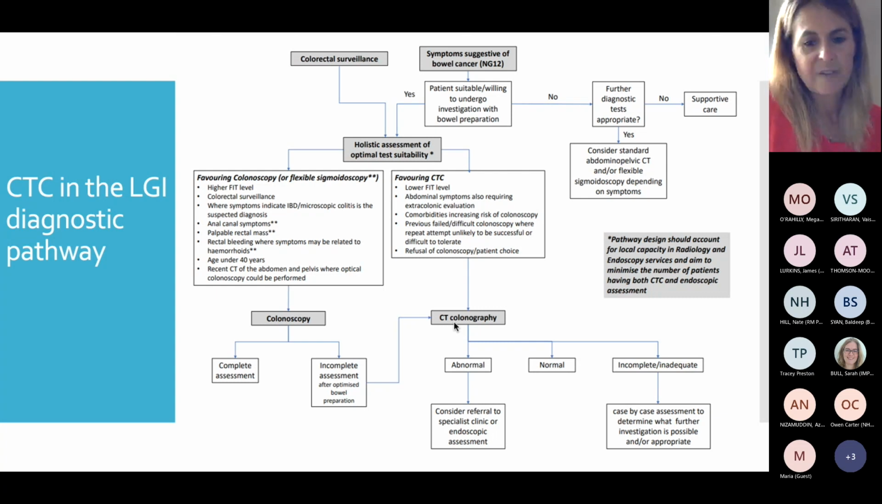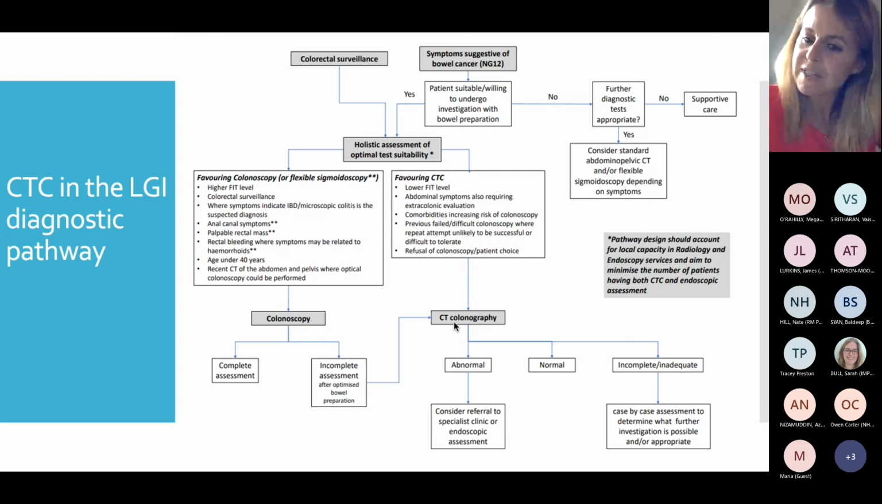So if a patient has a FIT test of 250, for example, and they're fit enough to have a colonoscopy, you're much better off referring them for a colonoscopy than a CTC. As we discussed, if there are other abdominal symptoms also requiring evaluation, then a CTC is a better choice because you can do that at the same time. And with comorbidities, obviously CTC is preferable in those circumstances, and a bit of patient choice.